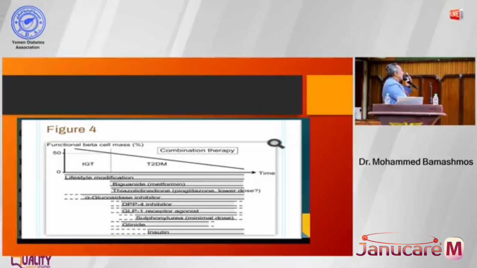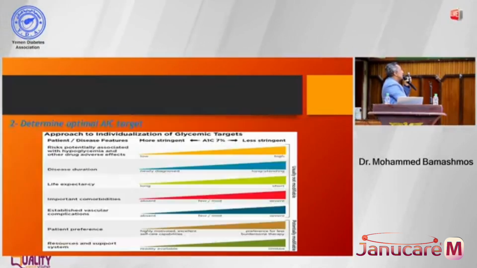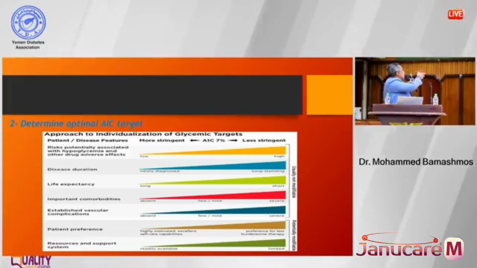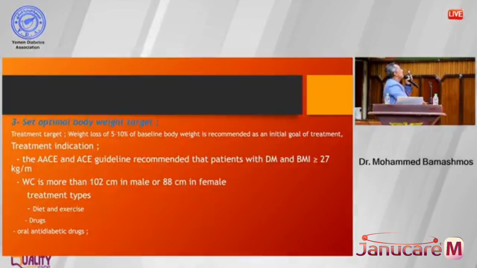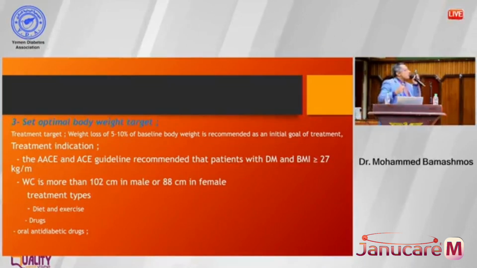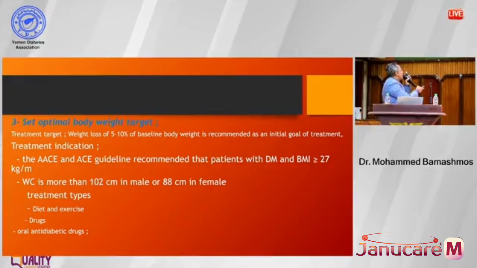So these drugs are what we call drugs that induce beta cell rest. The second treatment step is to determine an optimal A1C. The third step: you have to set an optimal body weight target.